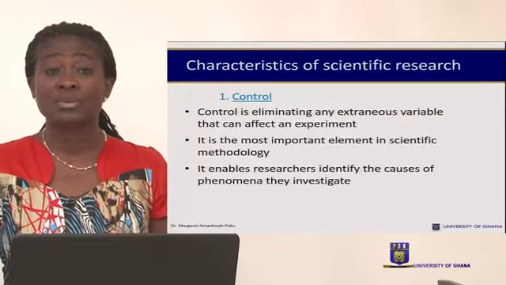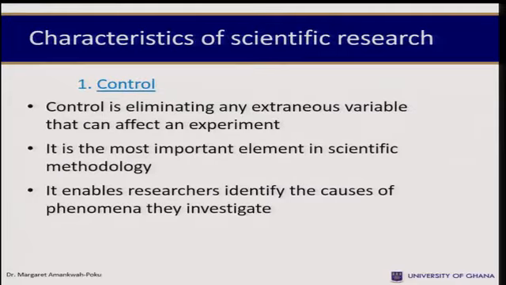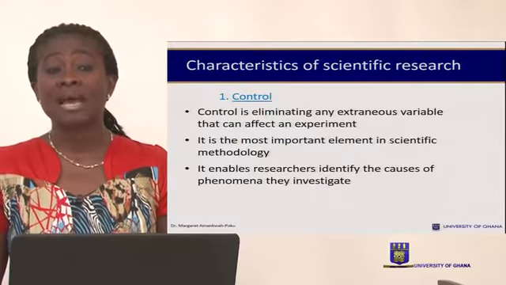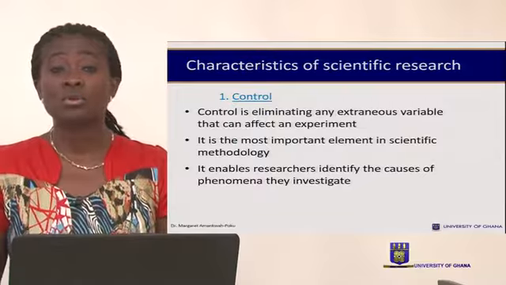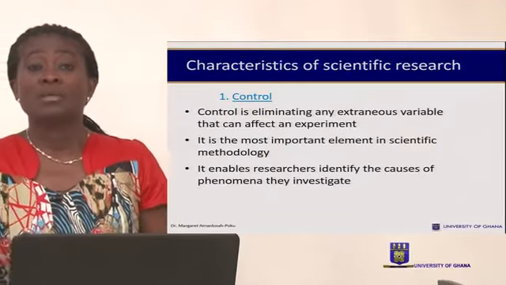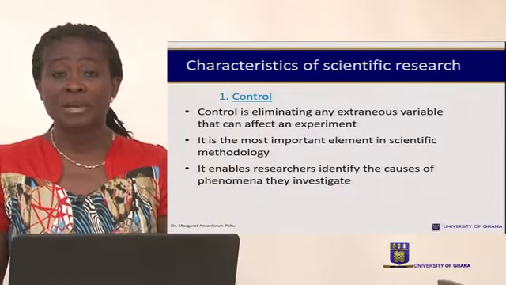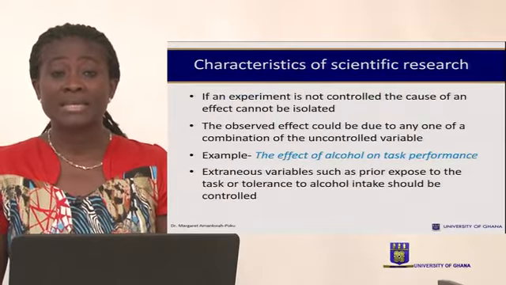I'll start with control. So basically, control talks about eliminating extraneous variables. I think I've mentioned over and over again about extraneous variables, that they are variables that are not of interest to the researcher but can affect the outcome of a study. And that is the reason why they have to be controlled or eliminated in experimentation. Once a researcher is able to eliminate or control extraneous variables, then a cause-effect relationship can be identified.